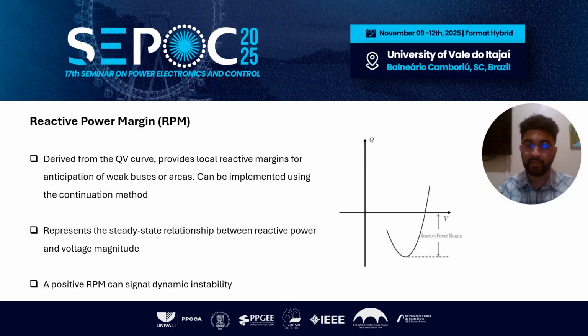Last of the VSIs that we use in this work is the reactive power margin, RPM, which derives from the QV curve.